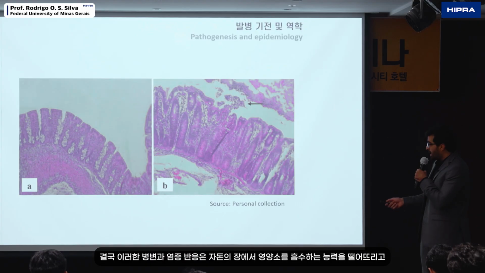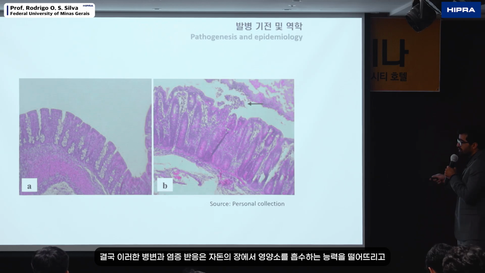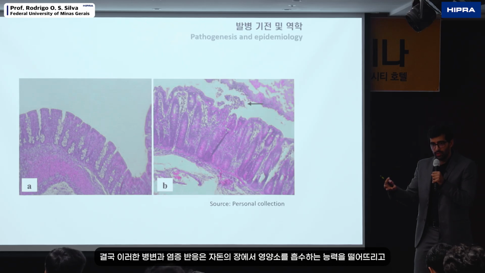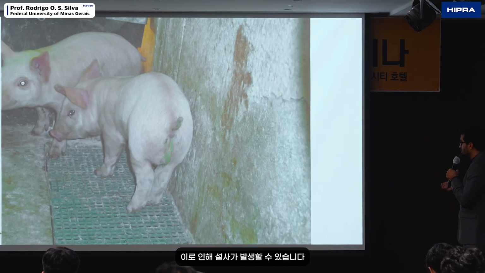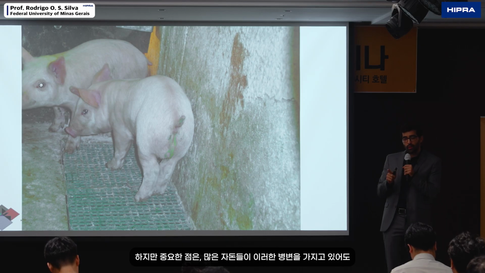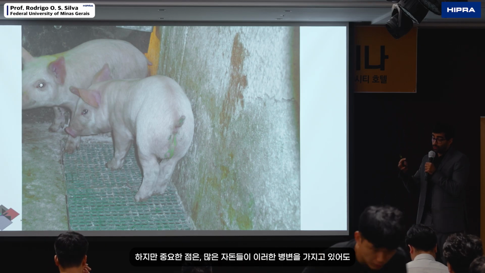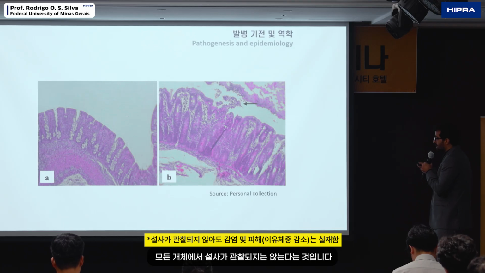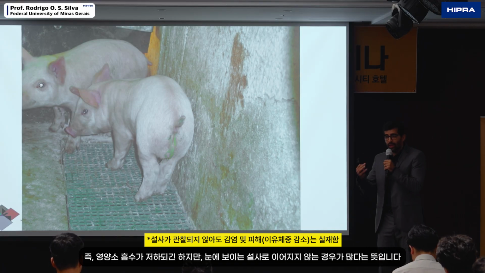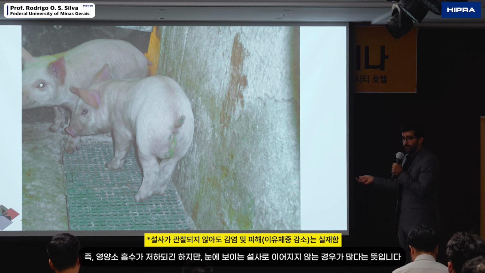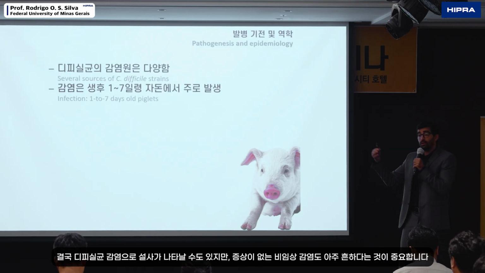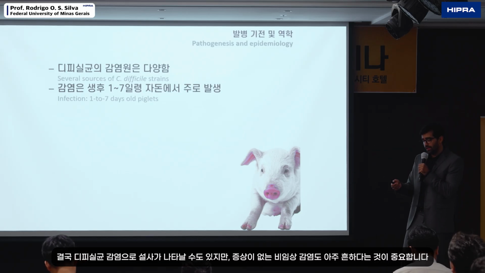In the end, these lesions and this inflammatory response will reduce the ability of the intestine to absorb nutrients. And this can lead to diarrhea. But one important thing is that some animals, actually most affected piglets, will have these lesions here, but they won't develop diarrhea. So they are not absorbing the nutrients like they are supposed to, but they don't develop diarrhea. So in the end, Clostridium difficile infection can cause diarrhea in piglets, but it's also a subclinical disease.